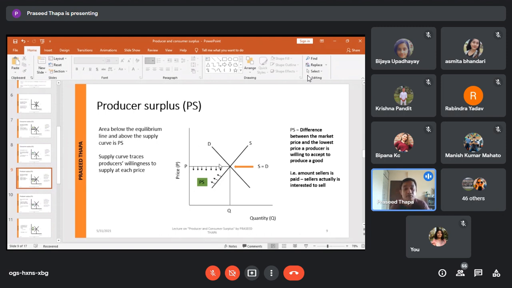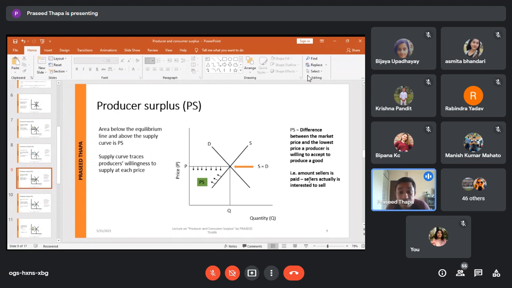So what is producer surplus then? अघि त हामीले बुझिसक्यो कन्ज्युमर म यति तिर्नको लागि चाहिँ रेडी थिएँ तर म चाहिँ यति तिरे मात्रै मलाई पुग्यो त्यही कमोडिटी दिनको लागि दैट इज योर कन्ज्युमर सर्प्लस. नाउ what is producer surplus? Producer surplus is from the perspective of the producers, obviously. Now, see, it is the differences between the market price of the commodity and the lowest price a producer is willing to accept to produce a good.